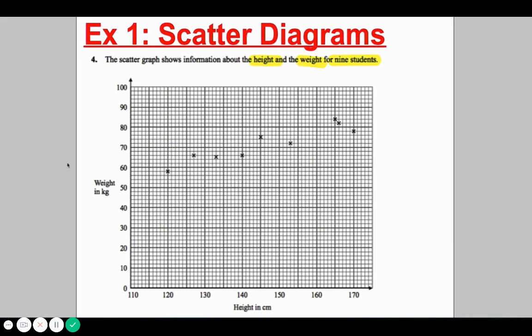Okay, so the height versus the weight of 9 students. The height is along the x-axis and the weight is along the y-axis. Now, before you launch into the question, just think what everything's going up here. There are 5 squares here, and you go from 0 to 10. So each one must be worth 2.